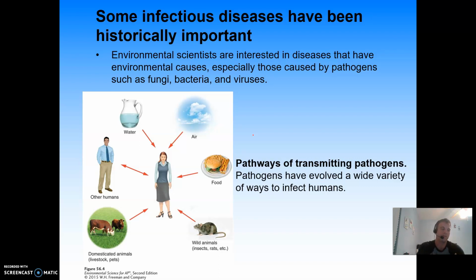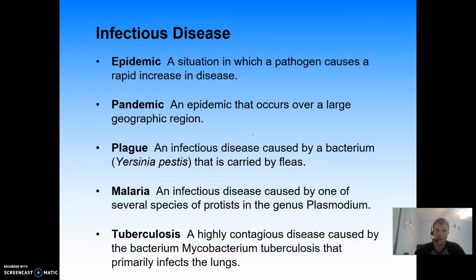If you remember the swine flu from 2009, it was named swine flu because it came from pigs. They think the current COVID-19 may have its origins in bats. So there's a bunch of different ways that diseases can be transmitted to humans.